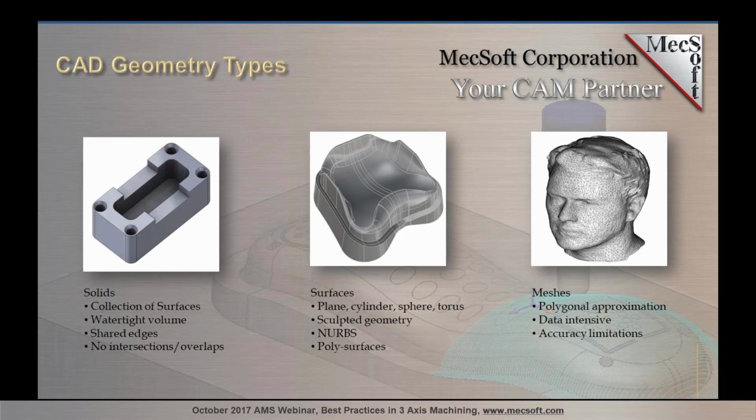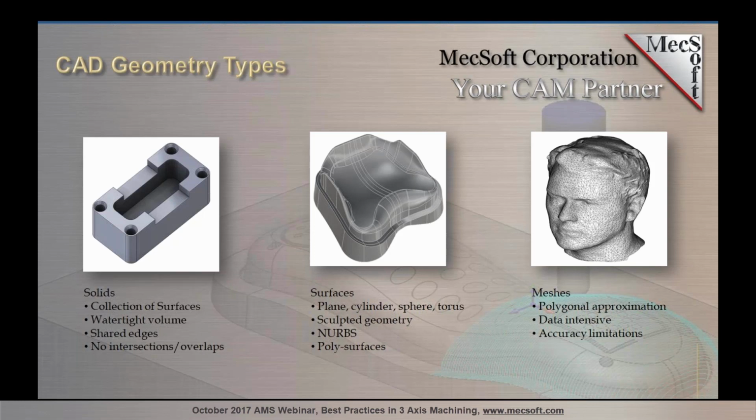The last type that we will mention here are meshes. Meshes are essentially a polygonal approximation of the geometry. One example of where you might receive meshes is, for example, from scanned data. And one thing to keep in mind is that mesh geometry can be data intensive in terms of calculations. And also the accuracy of machining cannot really be controlled or improved beyond the accuracy of the original model.